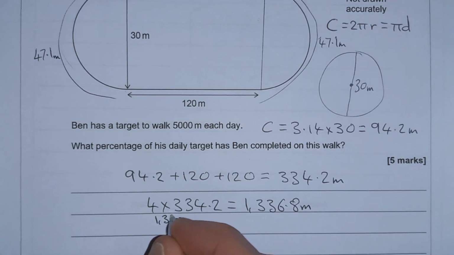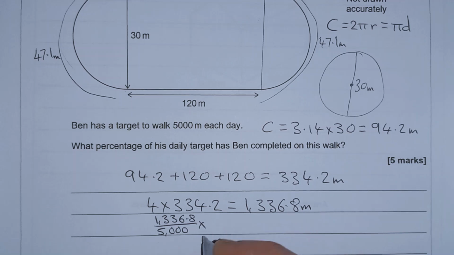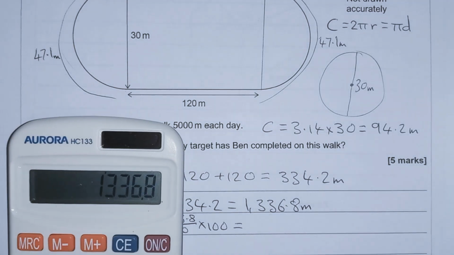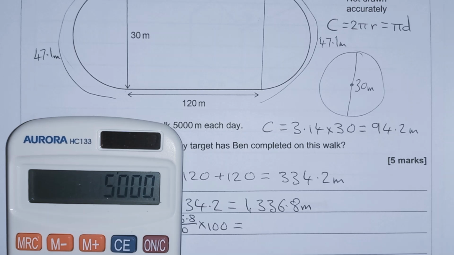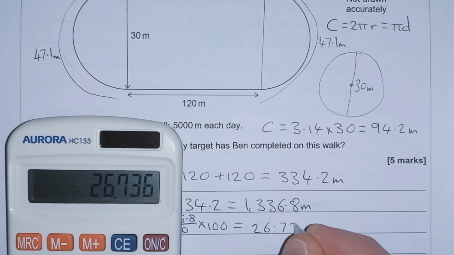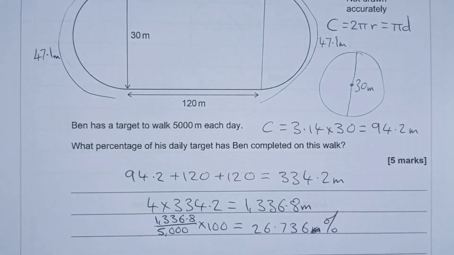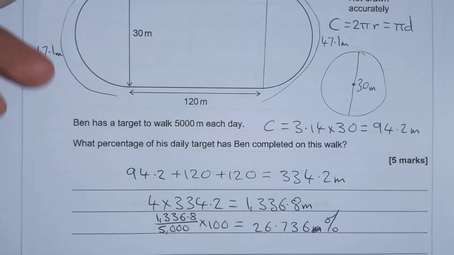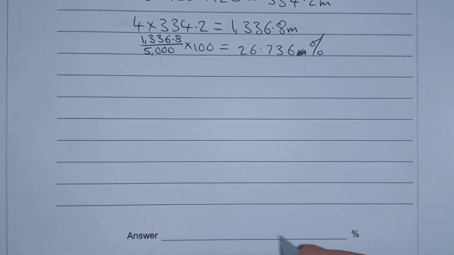Now we want to know what percentage of his daily target he's completed. Well, he's done 1,336.8 metres out of a target of 5,000. We want to turn it into a percentage, so we're then going to multiply it by 100. So we've still got the answer in our calculator. Divide it by 5,000, times it by 100, and we get 26.736. Oh, not metres, percent. We could round it. They haven't asked us to round it, so I would probably just leave it like that in the answer box. 26.736. But you could write it as 26.7 if you wanted, rounding it to 1 decimal place.